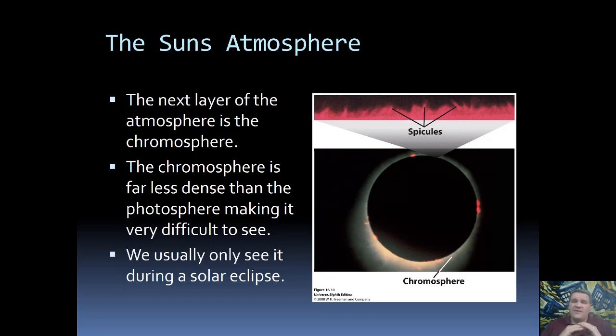The next layer out, so the very bottom layer is the photosphere, the next layer is the chromosphere. Chromo means color. So this is the sphere of color.